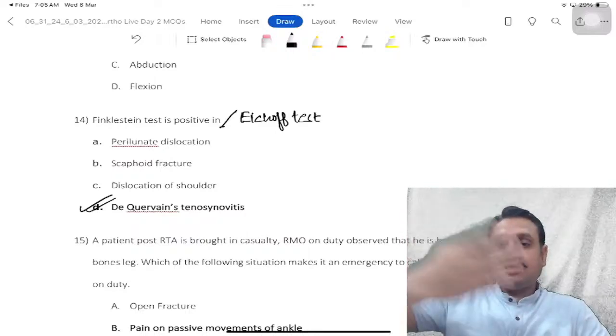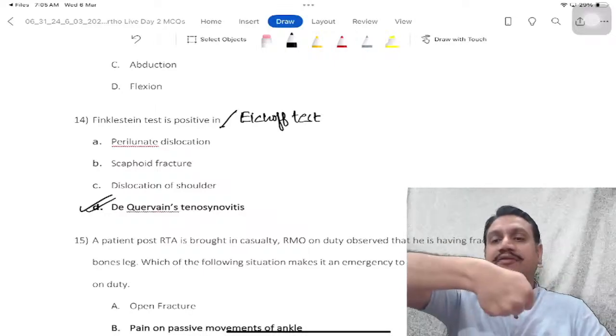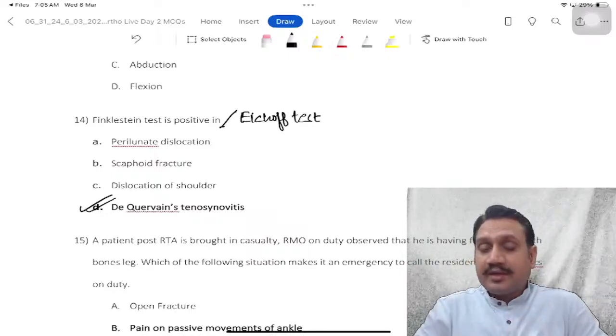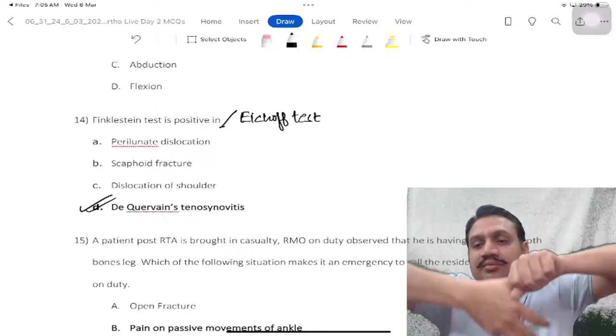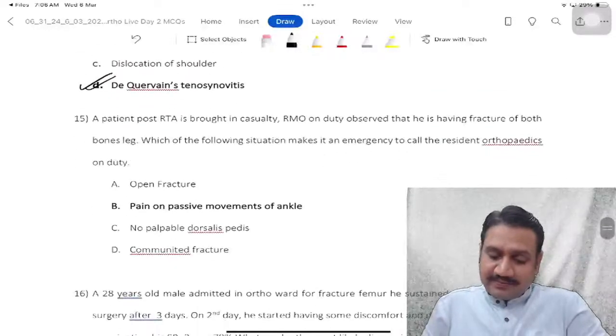Ask the patient to keep the thumb in the fist and go for ulnar deviation. Now, if there is an inflammation at the base of the thumb, it will not be possible, right? It won't be possible. That is ICOF. And Finkelstein is simple. Hold the thumb and just pull it, right? That is Finkelstein and ICOF for De Quervain's. Right.